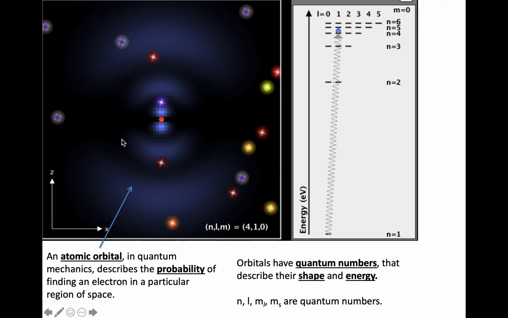So the representation here, instead of, again, having concentric circles that we called orbits, we're now going to call them atomic orbitals. They describe the probability of finding the electron in a particular region of space. That's what they're trying to show with the different colors. These orbitals are going to have quantum numbers that describe their shape and the energy. Instead of having one quantum number like in the Bohr model, we're going to have 4: n, l, m sub l, and m sub s.